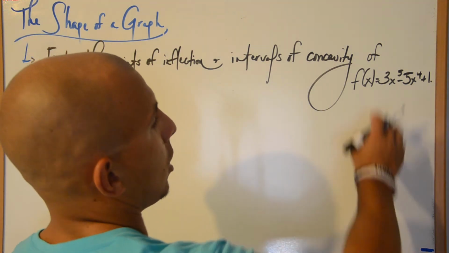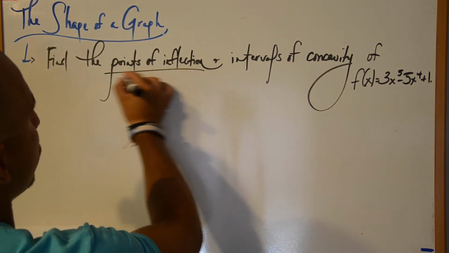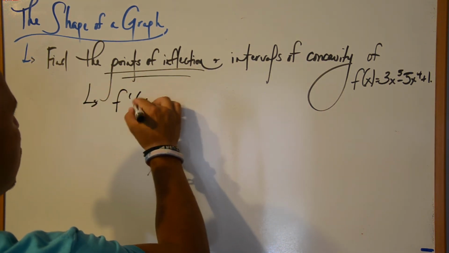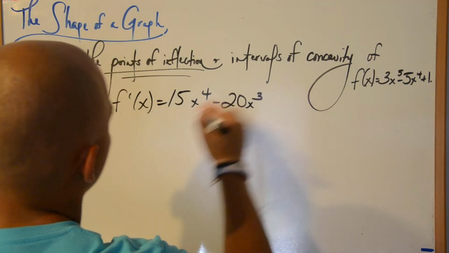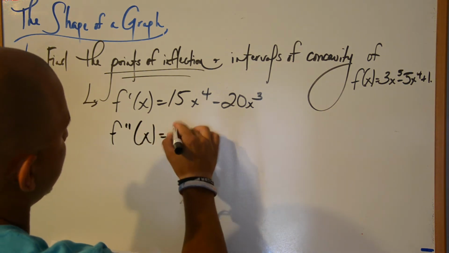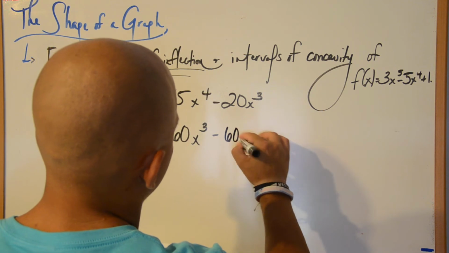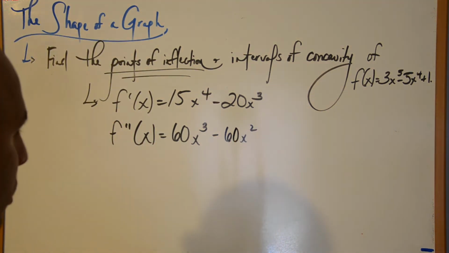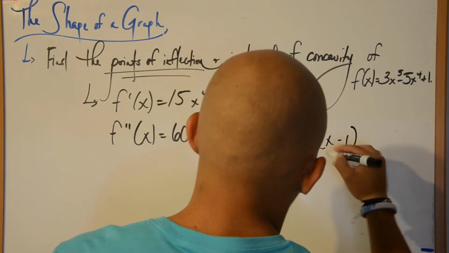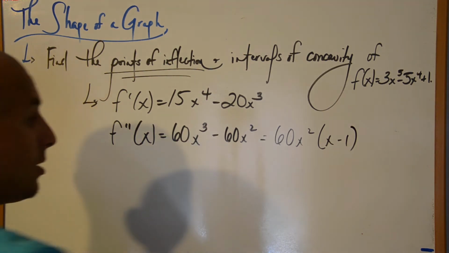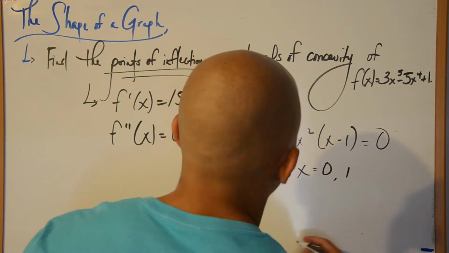So let's say we have this fifth degree polynomial. The first thing that we'd obviously want to do if we're going to talk about points of inflection is we need to get to the second derivative. So f prime of x is 15x to the fourth minus 20x cubed. If we derive a second time, that gets us 60x cubed minus 60x squared, which if we factor gets us here. So we can see that we have potential points of inflection at x equals 0 and 1.